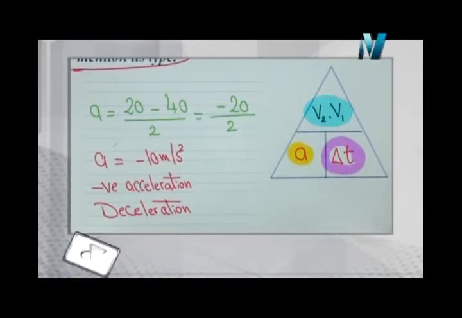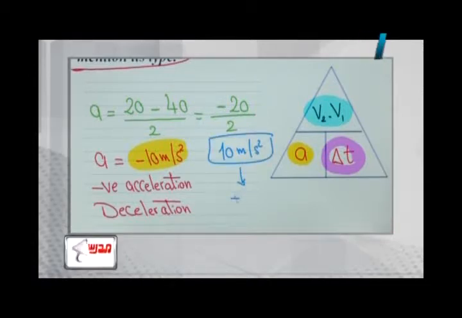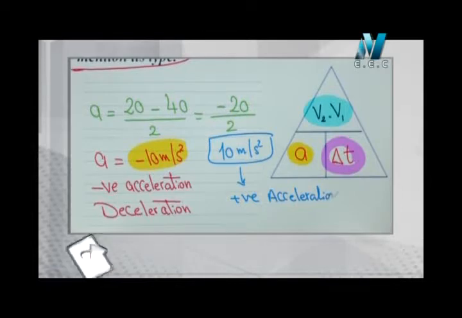And then we can find the answer, the magnitude, the value of the acceleration. If someone says to me, suppose it came out 10 meter per second squared, in this case what do we have? I can tell him positive acceleration, or increasing acceleration.